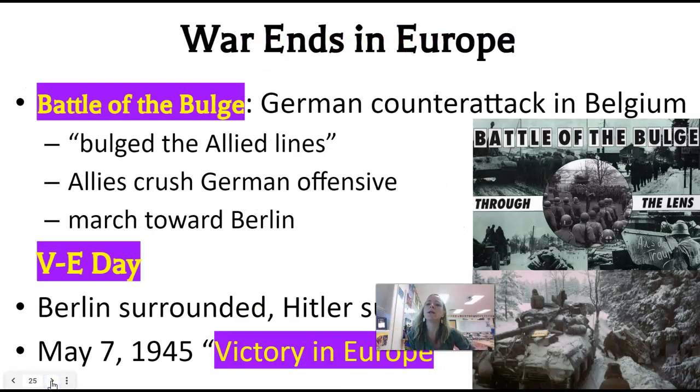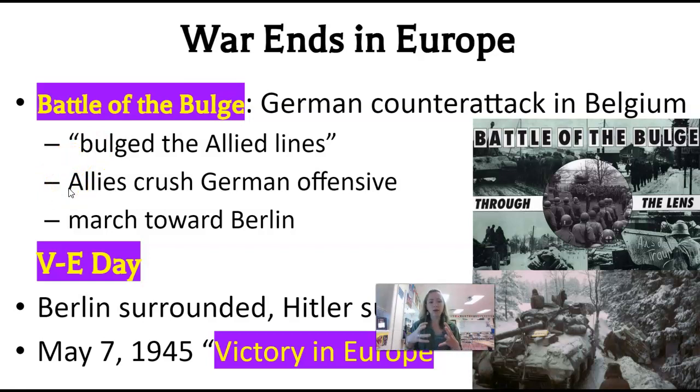All right. So the war will end up ending in Europe because of a sort of sandwiching of Berlin by the Allied forces, but Hitler does not just roll over and let them do this easily. He actually launches a last counterattack in Belgium called the Battle of the Bulge. The Battle of the Bulge is meant to create a bulge in the Allied lines and push back into France. However, the Allies crush the German offensive and they continue to march towards Berlin.